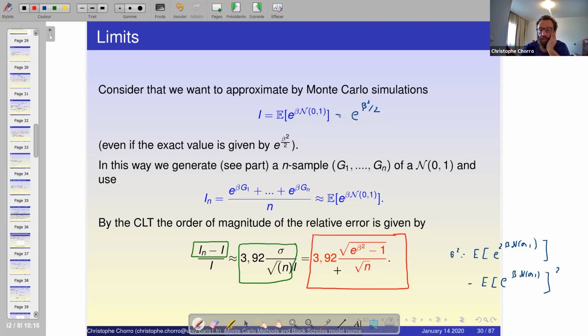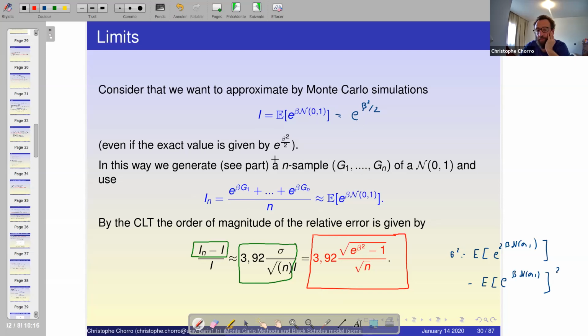I have this. And now we are going to see what happens in this situation. So you agree with me that I have a very basic expectation to compute, in fact, one that I am able to compute explicitly if I know my course of probability.